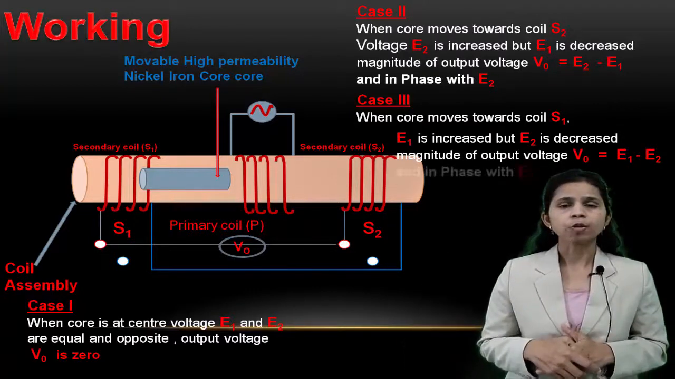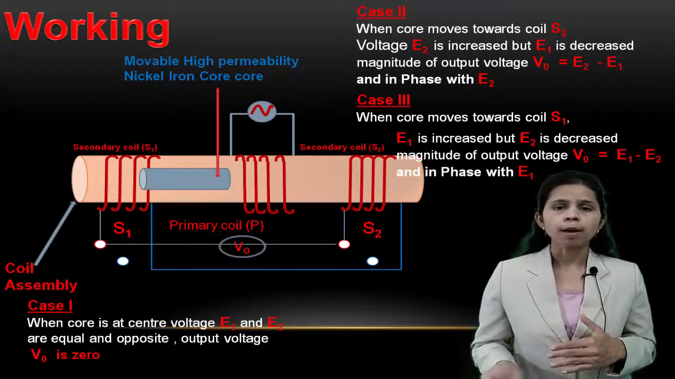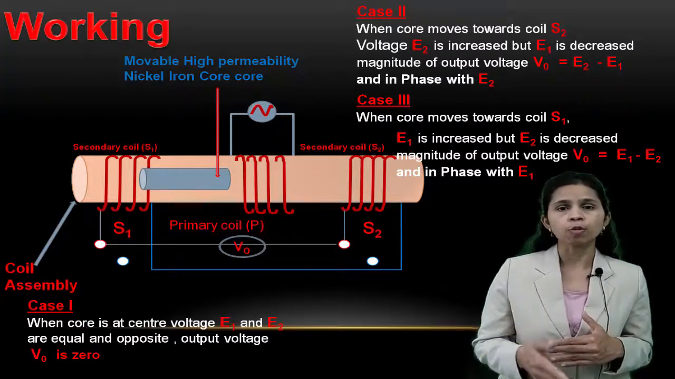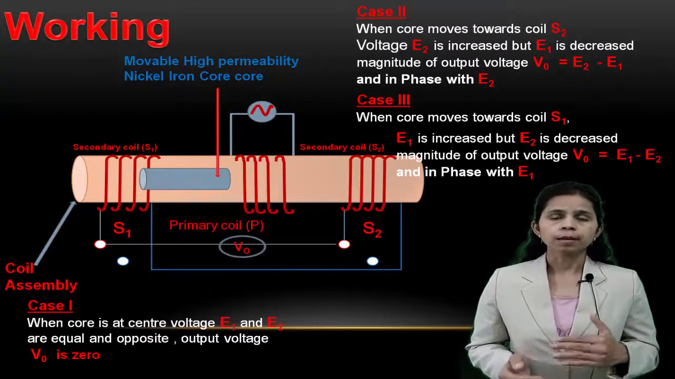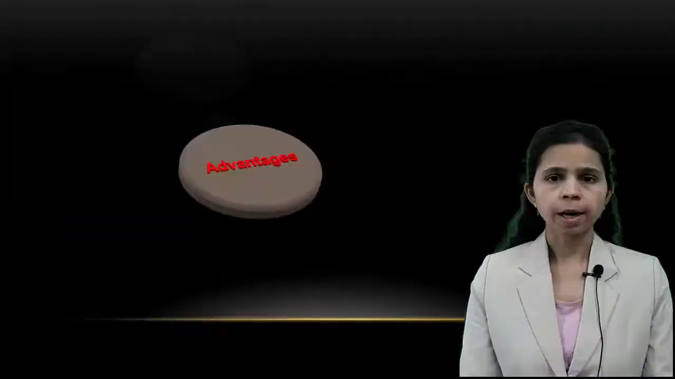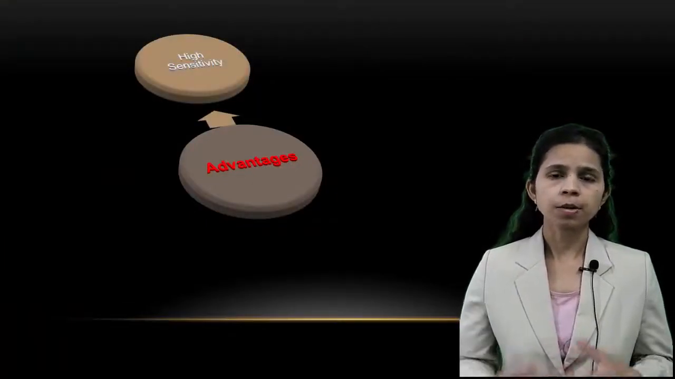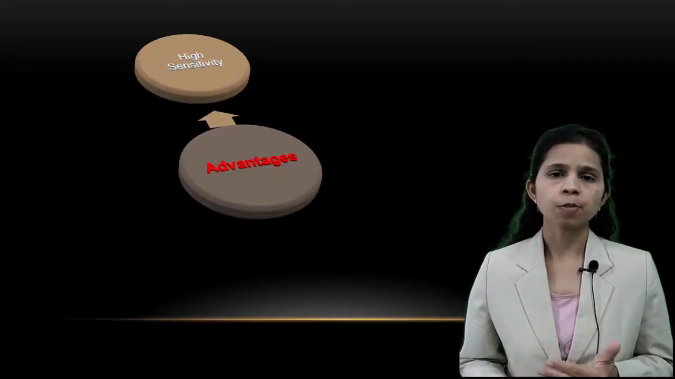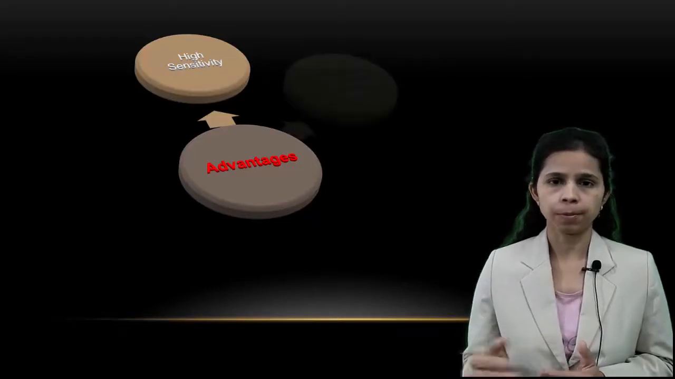So the magnitude of output voltage V0 is a function of the distance moved by the core, and its polarity or phase indicates in which direction the core has moved. Now if the core is attached to the moving object, then the magnitude of output voltage V0 gives you the position of that object. Advantages: LVDT has very high sensitivity, meaning it gives very high output for small changes in position. Its sensitivity ranges from 50 millivolt per millimeter to 300 millivolt per millimeter.